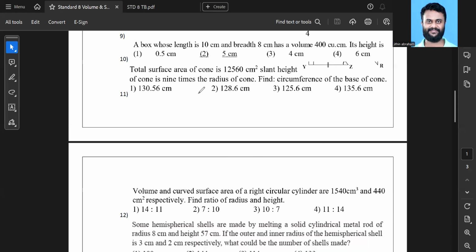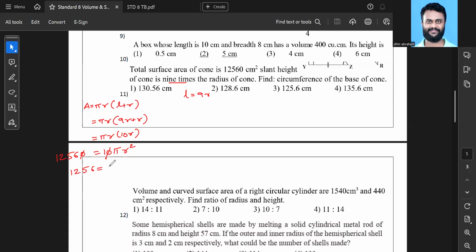In this case, as I've already told you, L is equal to 9 times R. That's what the data says. And the area's formula is A is equal to pi R in the bracket L plus R. Instead of L, let me substitute 9 times R, plus there is one more R. So that gives me 10 times R in the bracket. So I have 10, I have pi, I have R into R square, and the area is given as 12560. Now 0 can be cancelled with the help of 10. So I'm left with 1256 on one side.